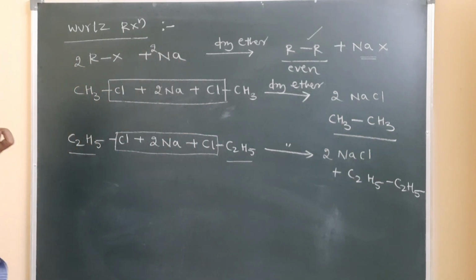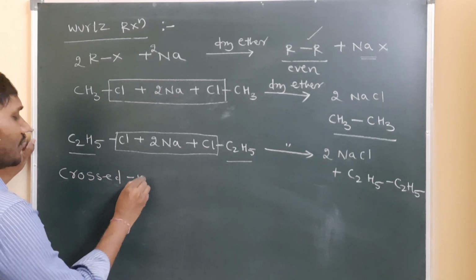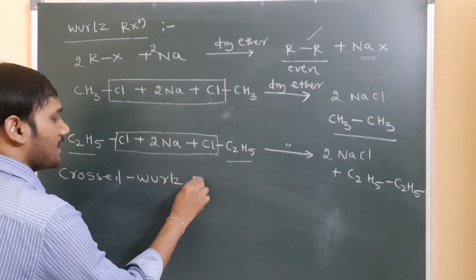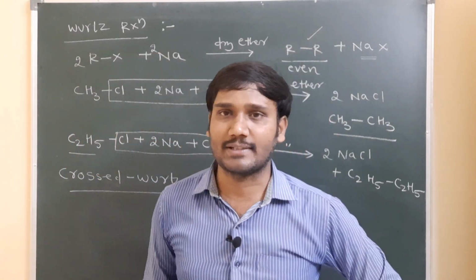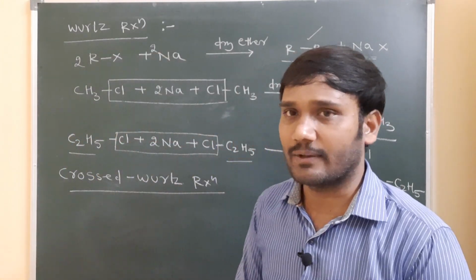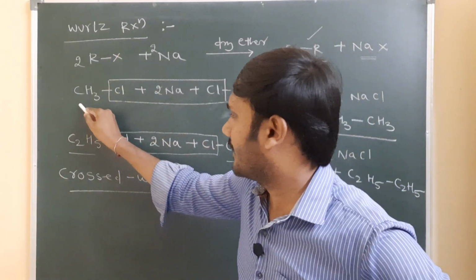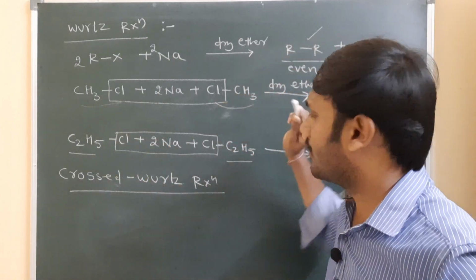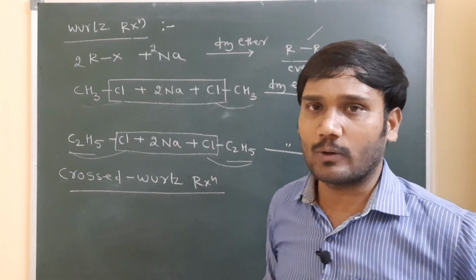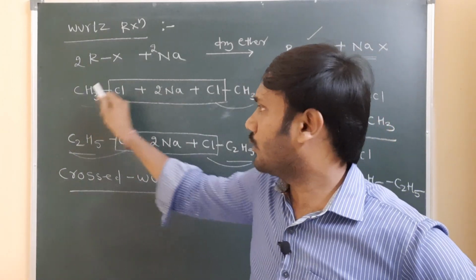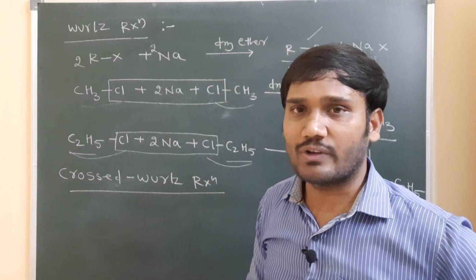So this is a Wurtz reaction, and one more reaction we have to discuss here. This is the crossed Wurtz reaction. So what is the crossed Wurtz reaction? We discussed the Wurtz reaction already. Then what is the crossed Wurtz reaction? Once you observe here, the Wurtz reaction is nothing but 2 same alkyl halides I am taking. This is methyl chloride, it is also methyl chloride. And this one is ethyl chloride, it is also ethyl chloride. 2 same alkyl halides, when they react with sodium, at that time we call it a Wurtz reaction.